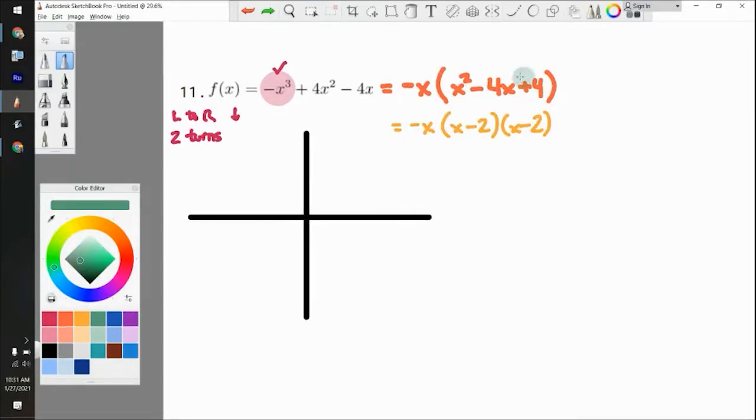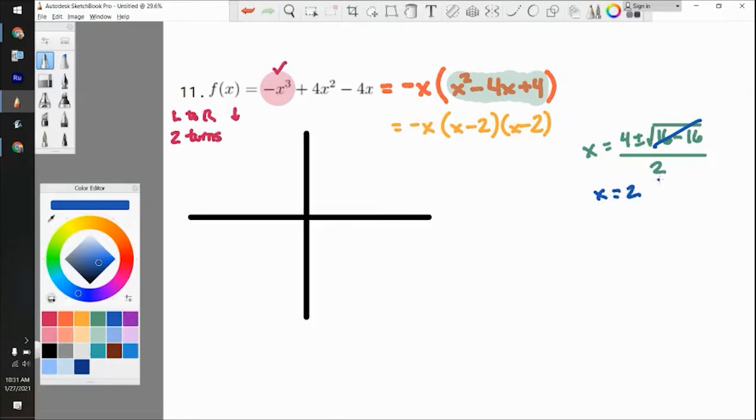So what I'm highlighting in green right here, this thing, I'm going to use quadratic formula on it. So x is equal to negative b, which is negative negative 4, so 4, plus or minus the square root of b squared, which is 16, minus 4ac. 4 times 1 times 4 is 16. And then we're dividing this by 2a, where a is 1, so we're just dividing by 2. This simplifies, this is 0. So you have 4 plus or minus 0 over 2, which is just 2.